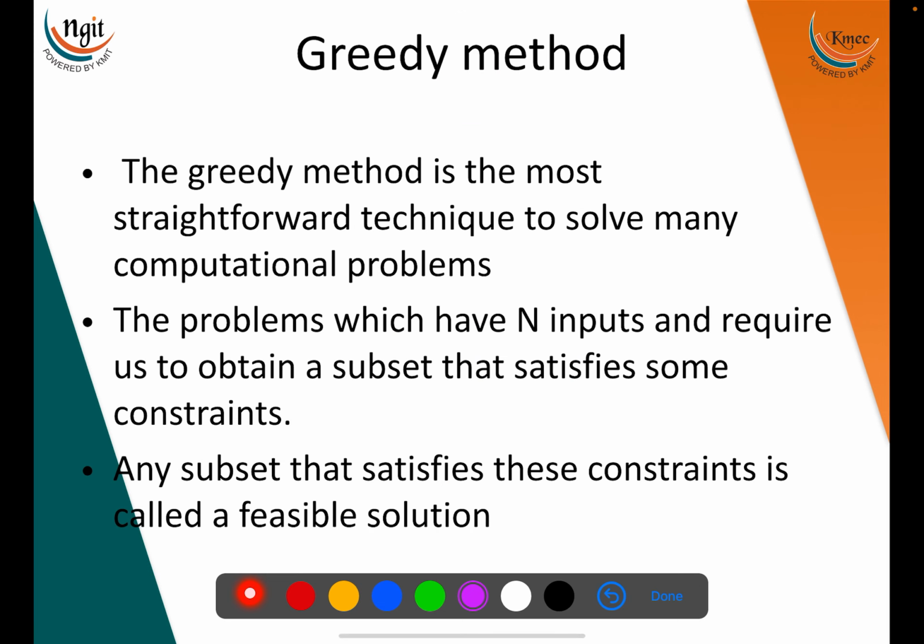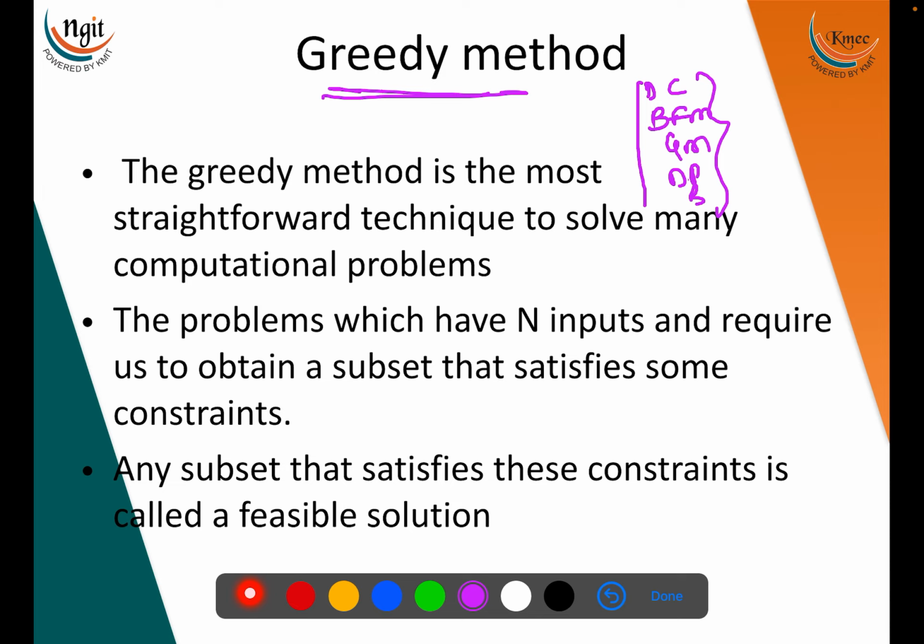So what is a greedy method? Greedy method is one of the algorithm techniques to solve computational problems. There are many techniques to apply on computational problems to find a solution, and those are divide and conquer method, brute force method, greedy method, dynamic programming, backtracking, branch and bound. These are different techniques to solve many computational problems. So the greedy method is also one among them.